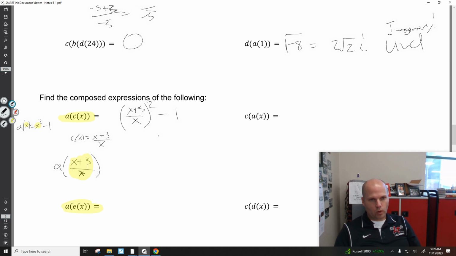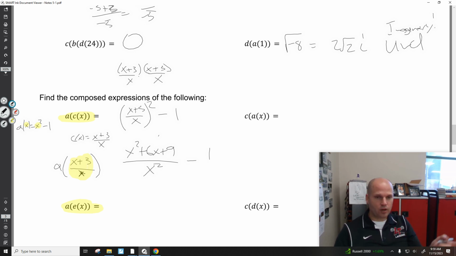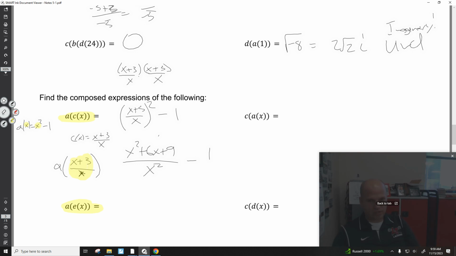Now, when you square x plus 3 over x, it's x plus 3 over x times x plus 3 over x. You need to multiply x plus 3 by x plus 3. It's x squared plus 6x plus 9. If you didn't make that mistake, good, but I bet you some of you did. Now you might want to think, okay, this is my answer. No, you probably won't see that answer.